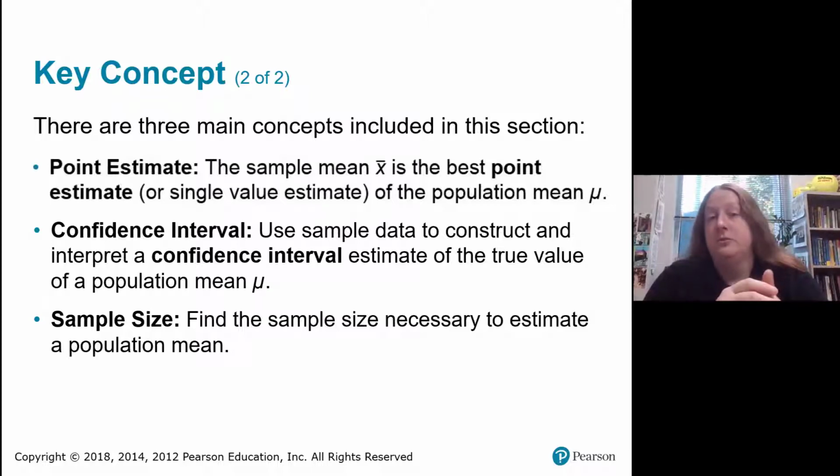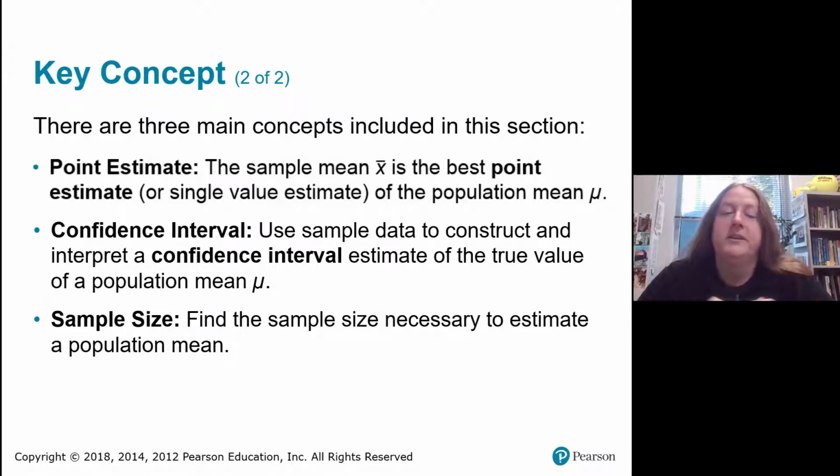The first is the super straightforward one, the point estimate. The idea that the sample mean that we have is the best point estimate, or single value estimate, of the population mean. What this means for us is if we're given a sample mean and we want to find the population mean, that sample mean is the point estimate of the population mean, our best point estimate. So we won't be doing a whole lot of focusing on that.